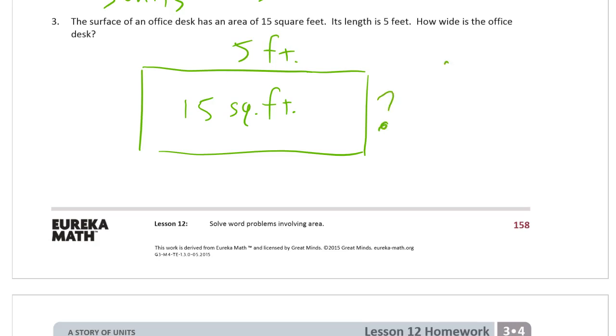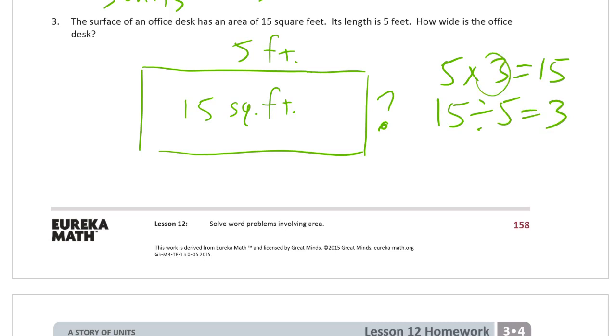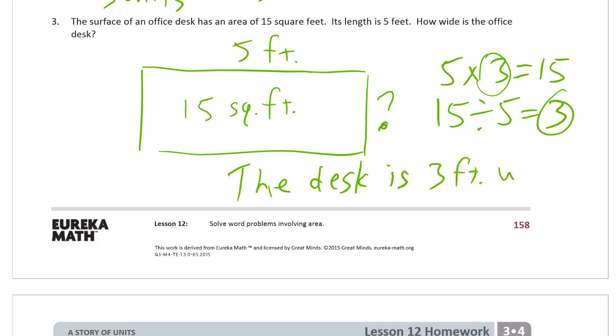It's a question mark. 5 times 3 equals 15, or you could think of it as, really it's a division question. 15 divided by 5 equals 3. We're looking for the 3 is what we were looking for there. The desk is 3 feet wide. That's a big desk.